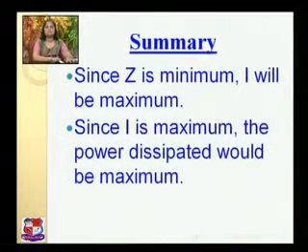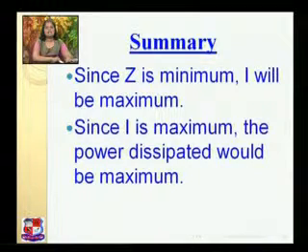Since Z is minimum, I will be maximum, because the equation for current is V equals I into Z, or I is equal to V divided by Z. Because Z is inversely proportional to the current, if Z is minimum, then obviously the current of the circuit is maximum.